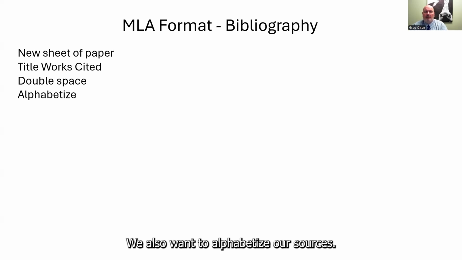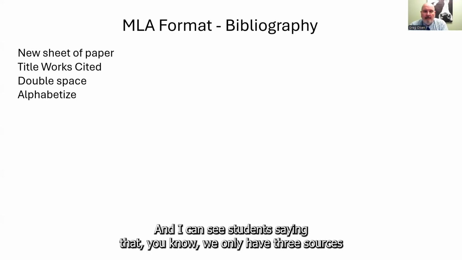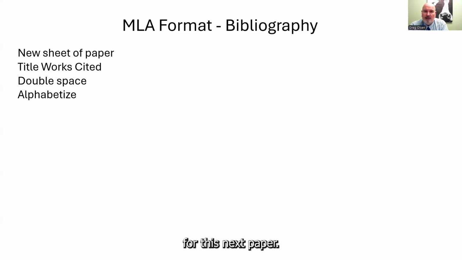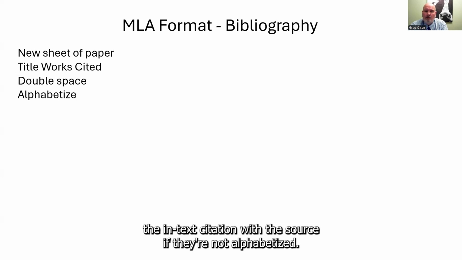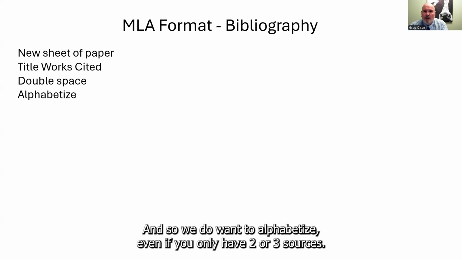We also want to alphabetize our sources. And I can see students saying that, we only have 3 sources for this next paper. Why do they need to be alphabetized? Not all papers are going to be like that. I think in my master's thesis, I had, I don't know, 80 sources. And so you can imagine how difficult it would be to match up the in-text citation with the source if they're not alphabetized. Okay, so we do want to alphabetize even if you only have 2 or 3 sources.